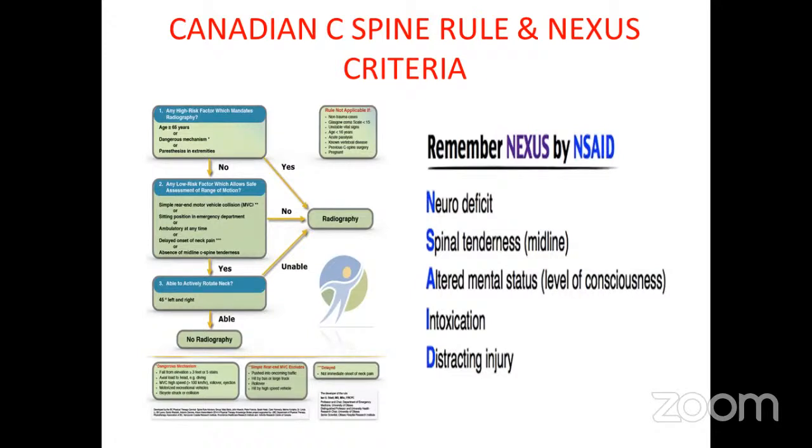If the person does not fit into this, we need to go for low risk. That is a simple patient who is sitting in the emergency department, an ambulatory patient, with delayed onset of neck pain and an absence of midline cervical tenderness. If it is a no, then you need to get a radiological diagnosis. And if he is able to rotate his neck by 45 degrees, you can wait for your radiography.